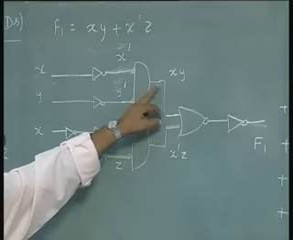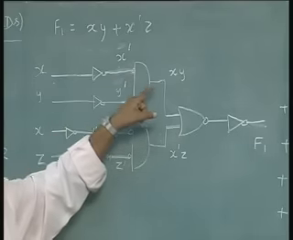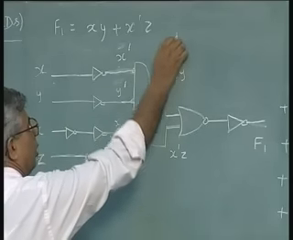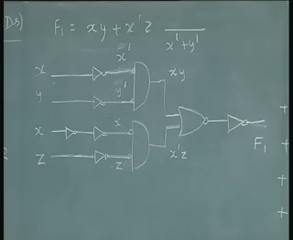So the output here is X bar or Y bar whole bar, which is the same as XY. You know that from De Morgan's theorem, again from the first course on digital design.